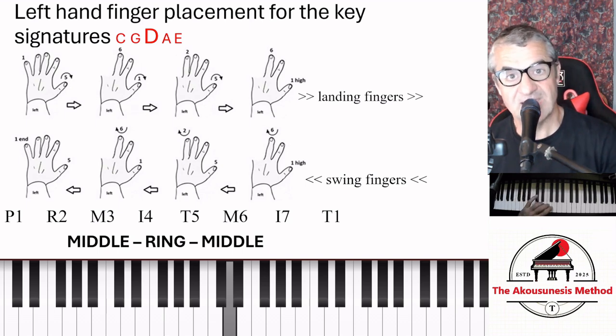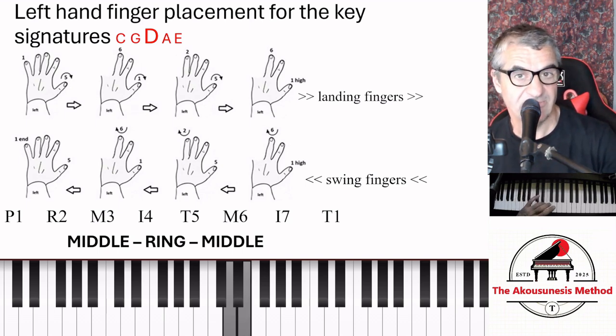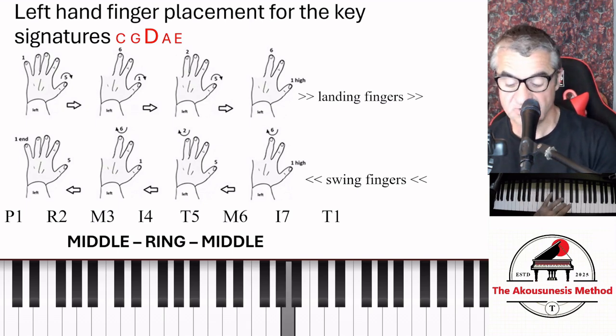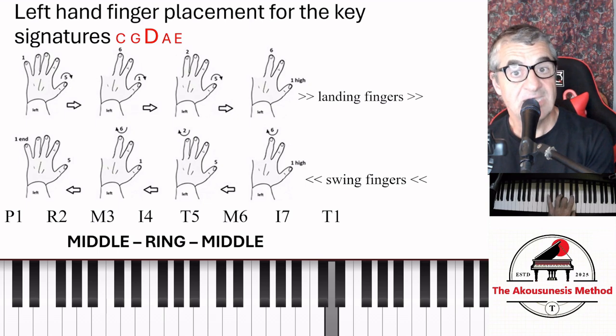But we're going to remember where to land. Remember, it was middle, ring. We're going to land on that ring, all the way back to the thumb. Now we're going to swivel again and land on the middle. Finish up the scale.